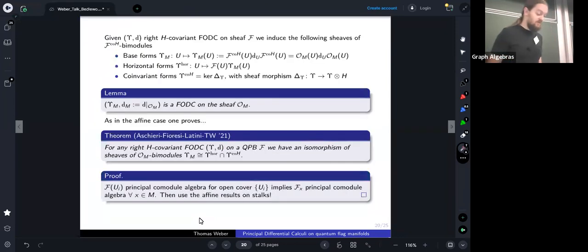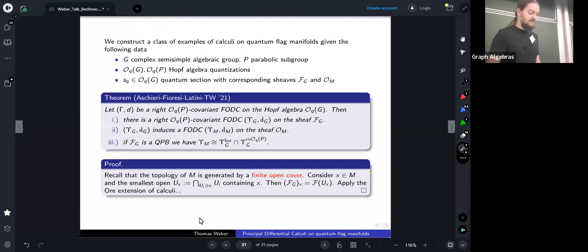And we could prove a theorem that is very similar to the one we have just seen. So if you take these Q deformations of your spaces and the corresponding sheaves FG and OM that we have just seen, then we can also build differential calculi on those sheaves in a nice way. So this is the differential calculus analog of the previous theorem.